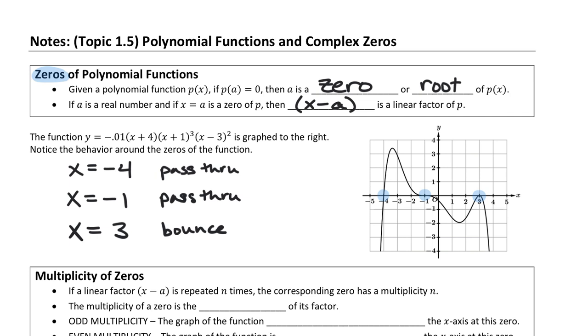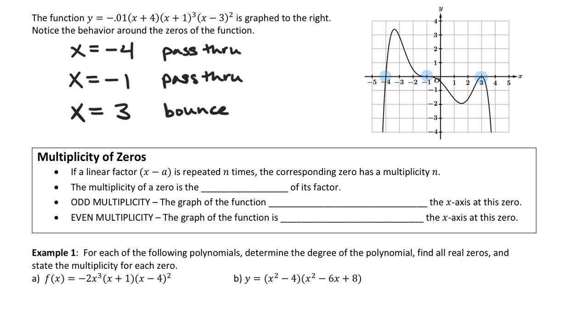Now, how do you determine whether it will bounce or pass through? I'm so glad you asked. That has everything to do with what's called the multiplicity of the zeros. If a linear factor, x minus a, is repeated n times, then the corresponding zero has a multiplicity of n, meaning it will look like this. You'll have some factor for your polynomial, and it will be raised to some power. This is the multiplicity.